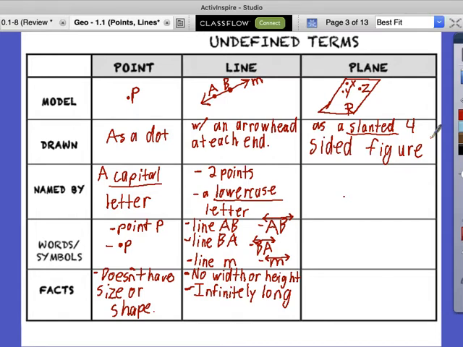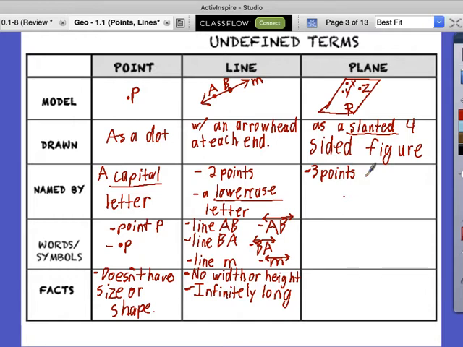How do we name it? Oh, great question. Okay, so we can name it two different ways. You can name it with any 3 points in the plane. So 2 points was for a line. 3 points would be for a plane.